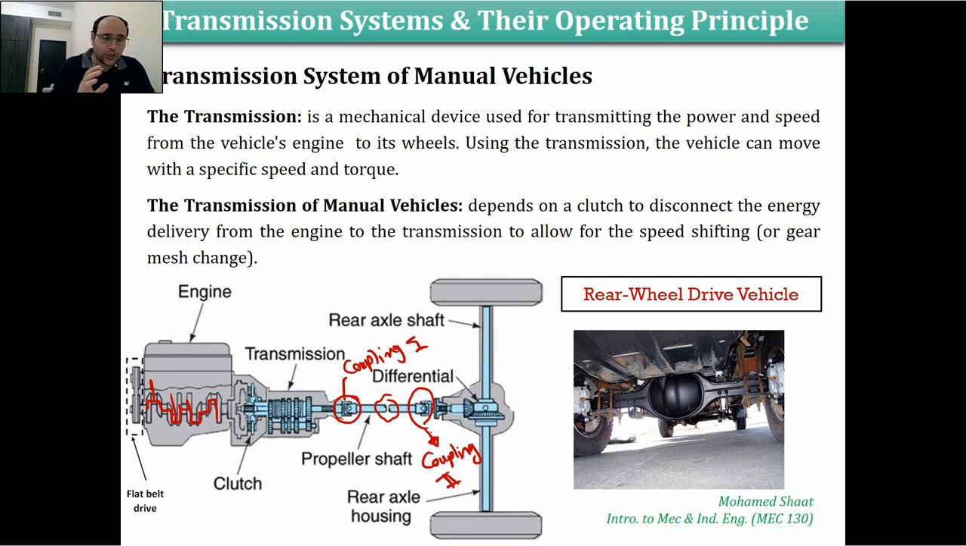If we are talking about a front wheel drive, we could give a rotation to the transmission and connect it directly to the front wheel. In that case, there is no need to use the propeller shaft or the differential. So the differential is only used for rear wheel drive vehicles in the back.